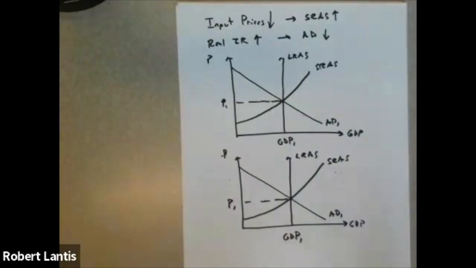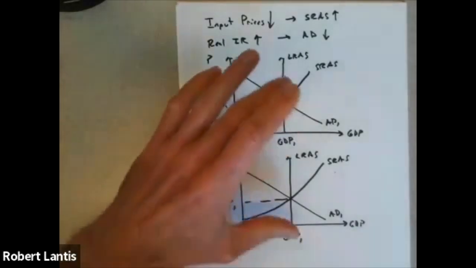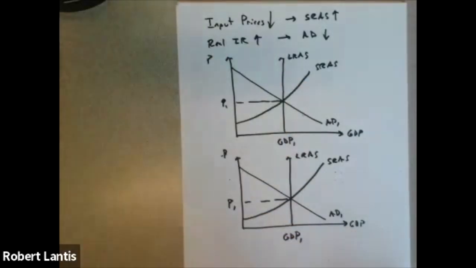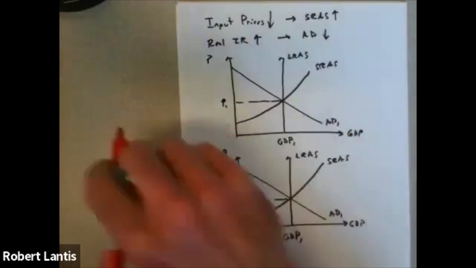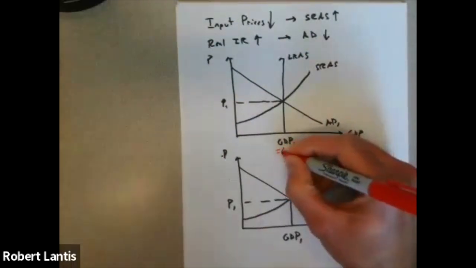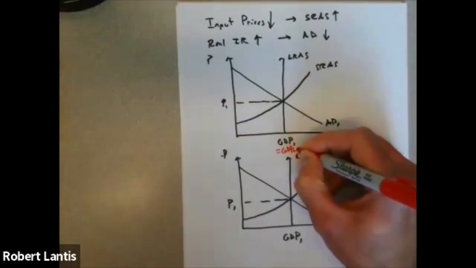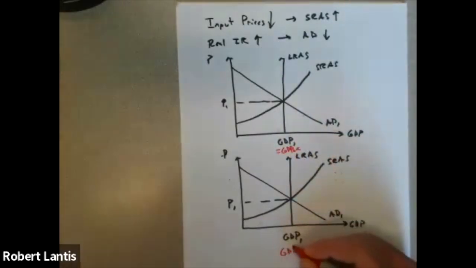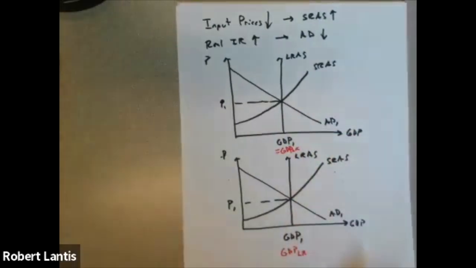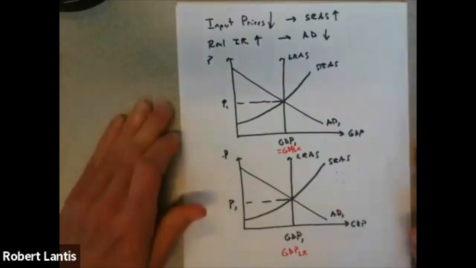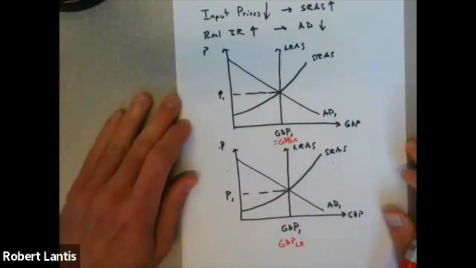So first of all, before we even look at any of these changes, if I don't see something that changes my long run aggregate supply, I know my new long run GDP will not change, right? So wherever we started out, if there is no shift in my long run aggregate supply, eventually we're going to get back to that same level of GDP.